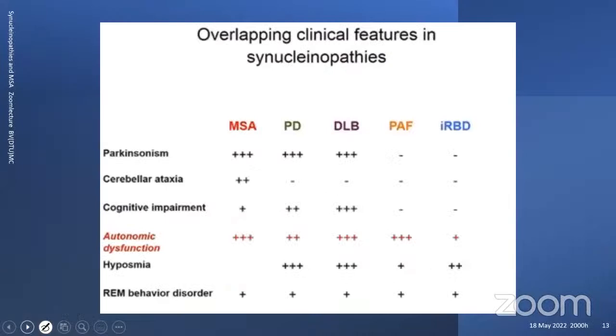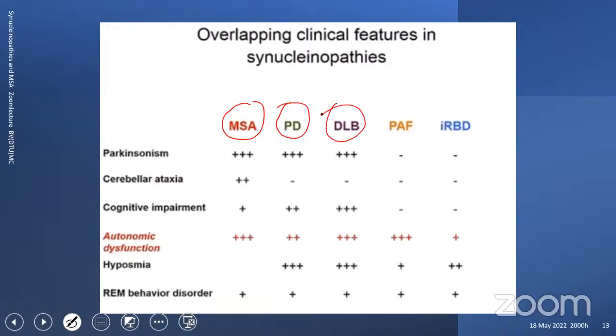So these are the overlapping features of alpha synucleinopathies. This is MSA, prototype Parkinson's disease, diffuse Lewy body disease, autonomic failure, and REM sleep behavioral disorder. So the Parkinsonism, cerebellar ataxia, cognitive impairment mild, which is more in DLB. Autonomic dysfunction is in MSA, DLB, and autonomic failure. But in PD, it is late to occur. Similarly, if you look at hyposmia, hyposmia is not seen in MSA, but it's present in PD, DLB, and REM sleep behavioral disorder is seen in all. To some extent, it's present.